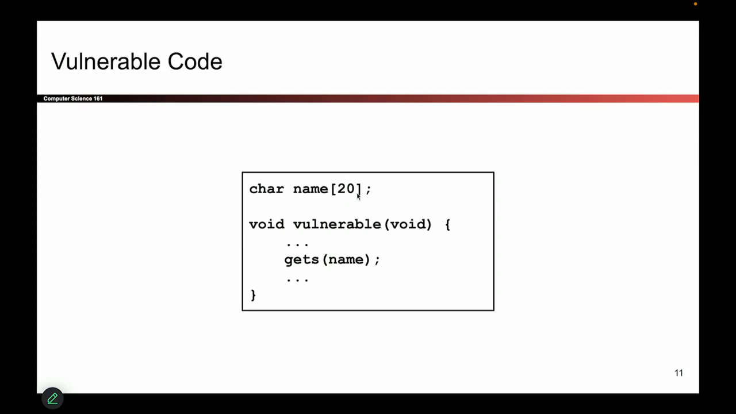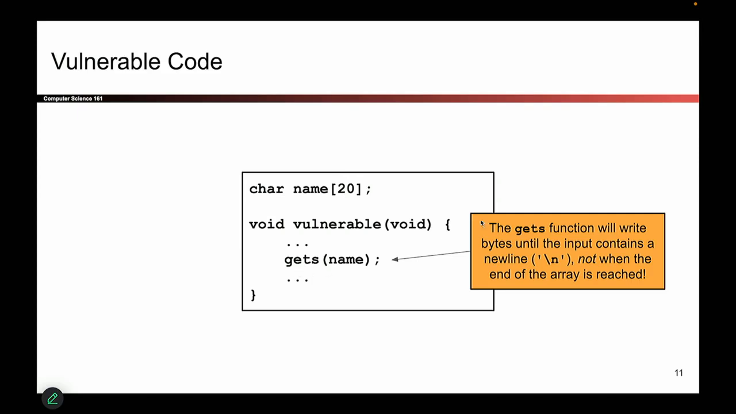It fits 20 characters. But again, as we've seen, C doesn't know where this thing begins or ends, doesn't know that it's length 20. It just knows that there's some variable called name, and here it is in memory. And then we call the function gets. So what does gets do?